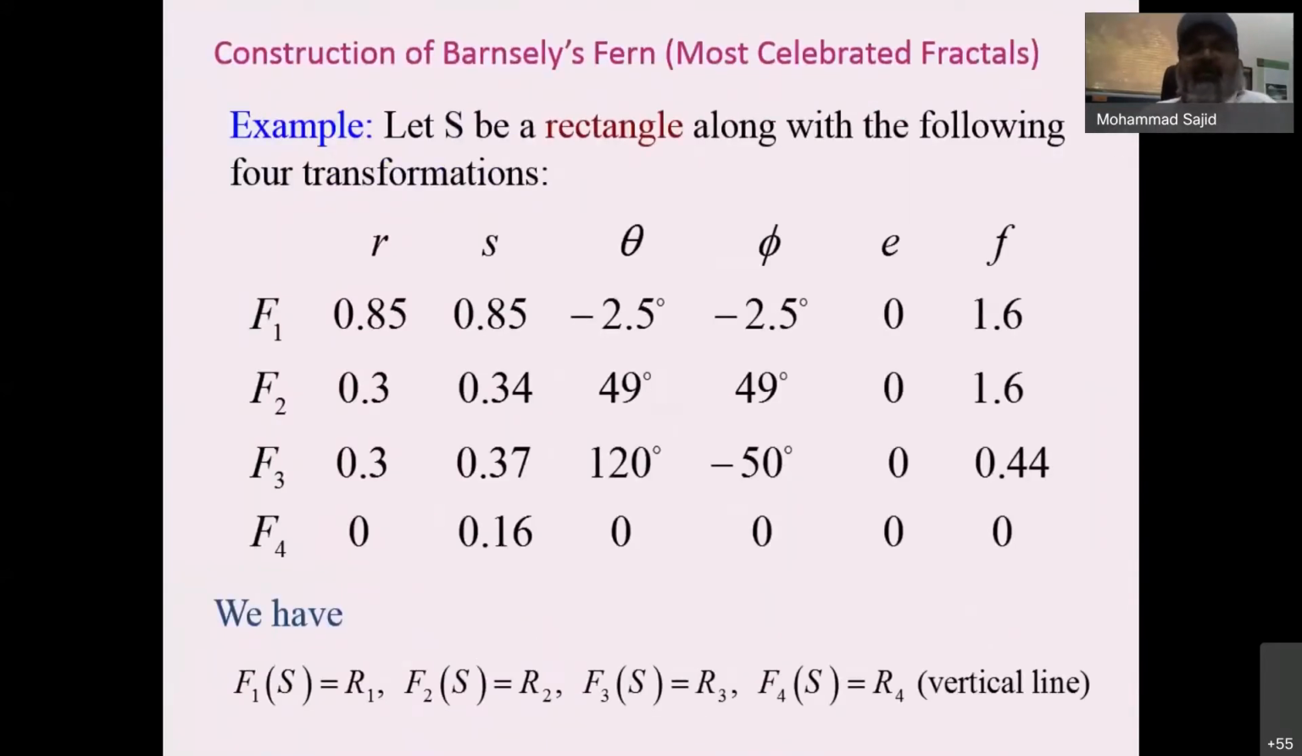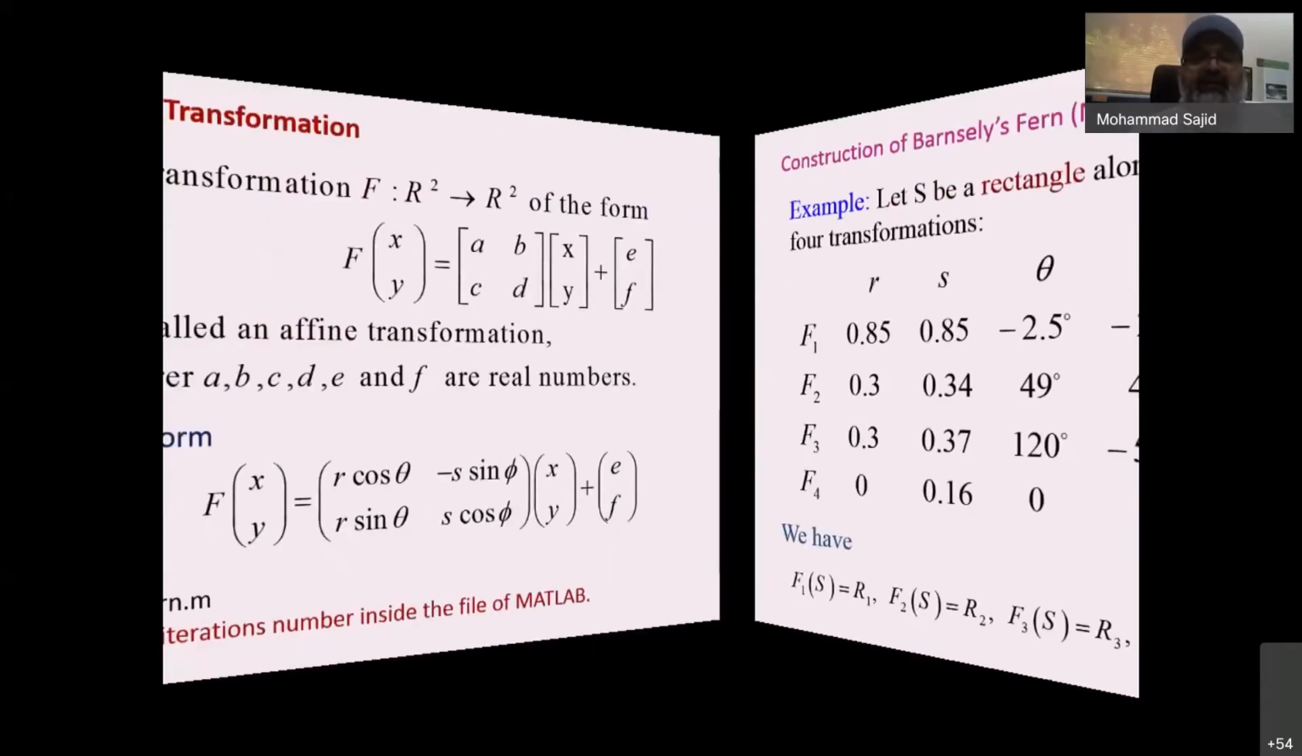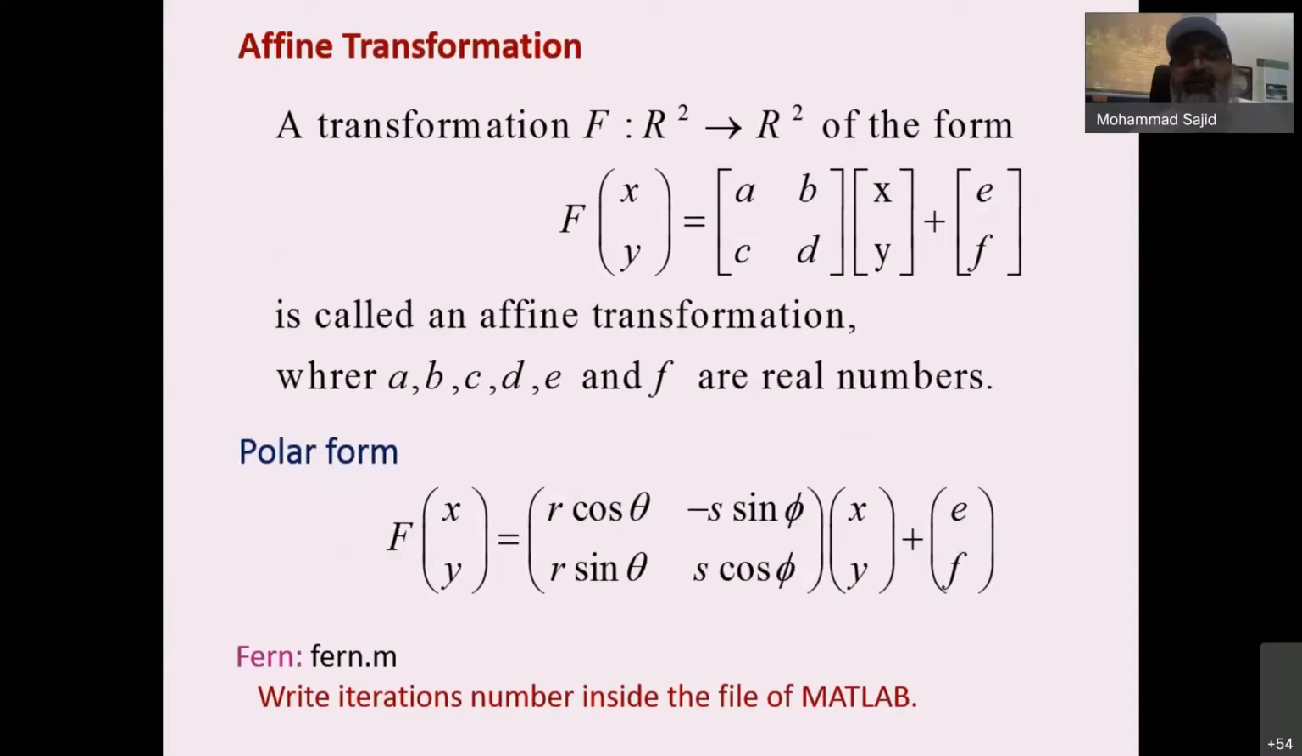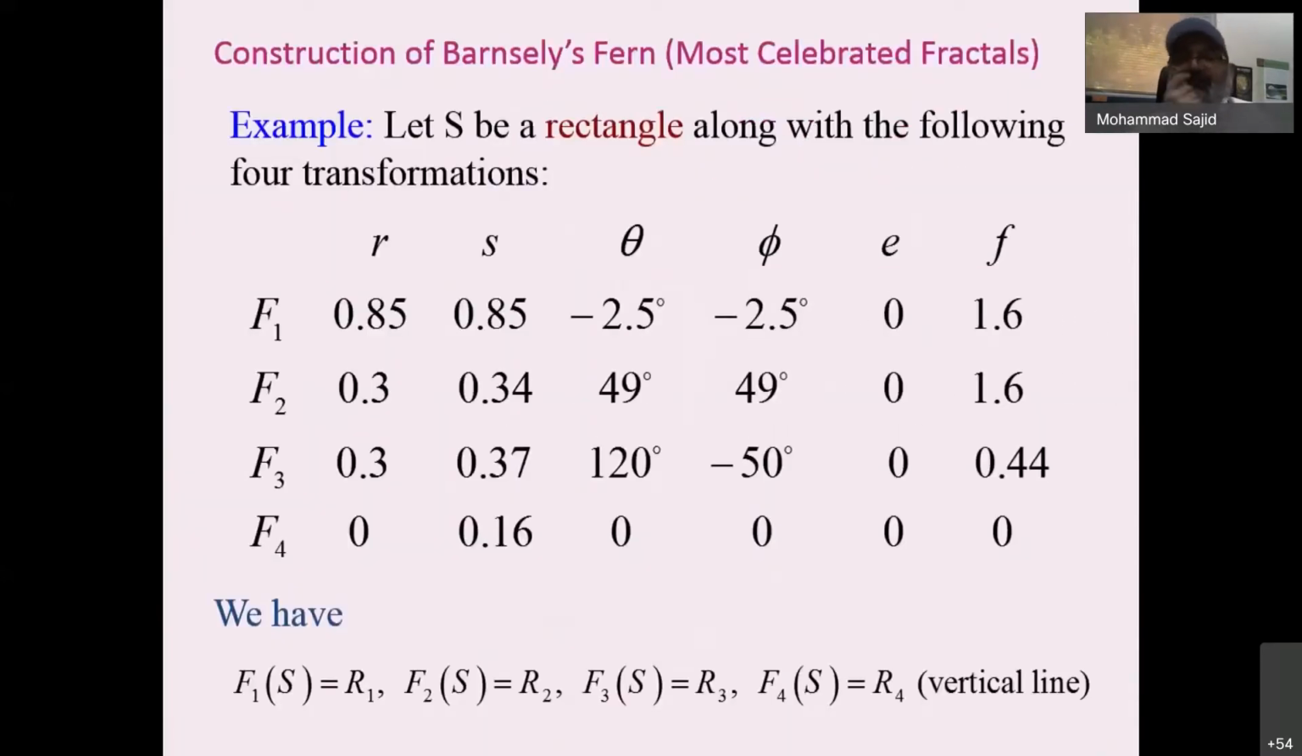Construction of the Barnsley fern, a very famous fractal. I have already shown it in the beginning. Let S be a rectangle along with the following 4 transformations. These 4 transformations are contractions: F1, F2, F3, F4, with variables r, s, theta, phi, e, f. We have chosen the polar form. I already told you, we can write this in Cartesian form or polar form. Then we have taken an example with this data, and for this data we have contraction mappings F1, F2, F3, F4.